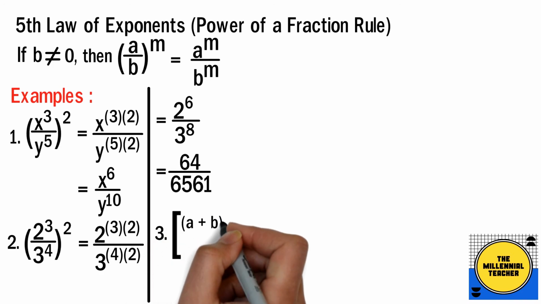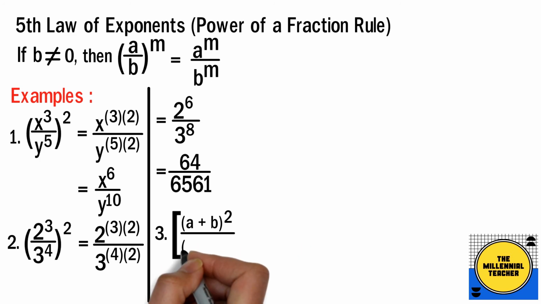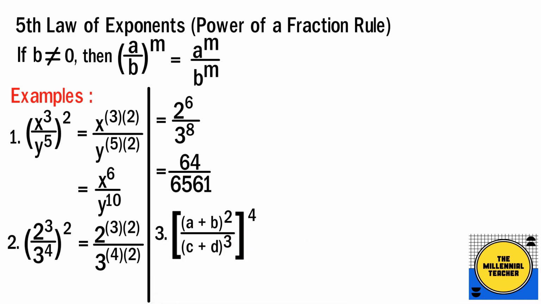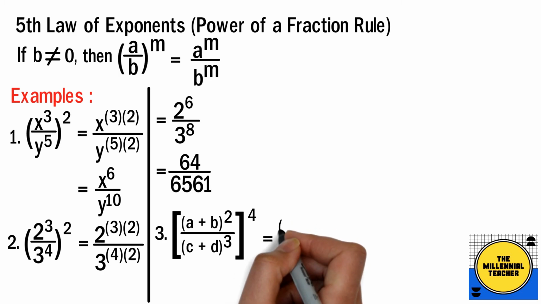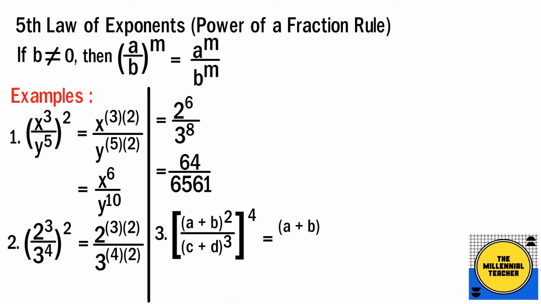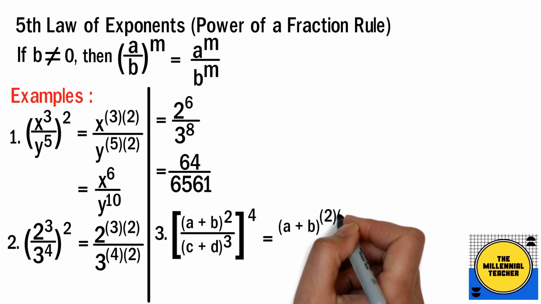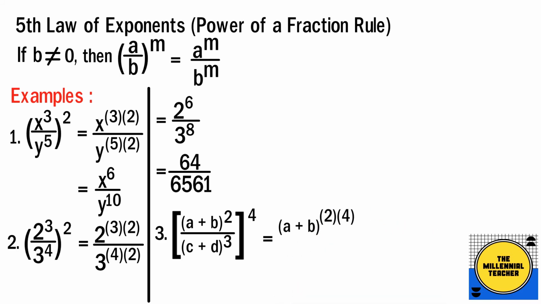Example number 4, ay quantity a plus b squared over quantity c plus d cubed, multiply by the fourth power. Just copy the base of numerator, which is a plus b. Next ay multiply natin ang exponent ng a plus b sa exponent na nasa labas. Kaya magiging 2 times 4.